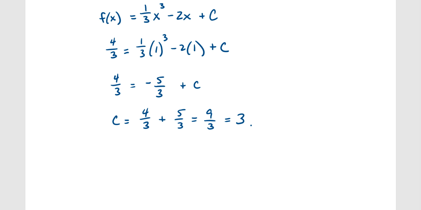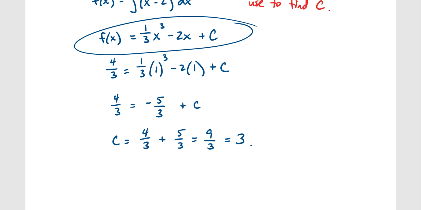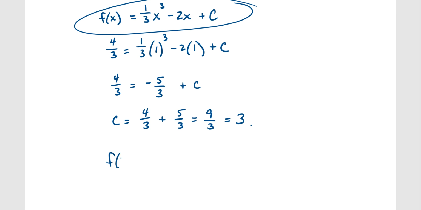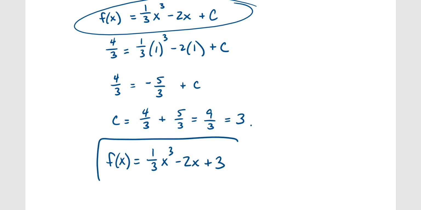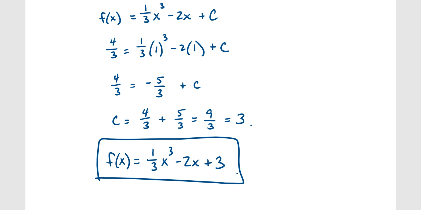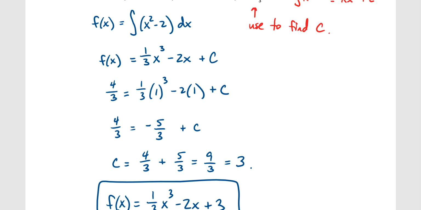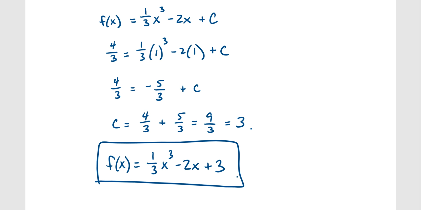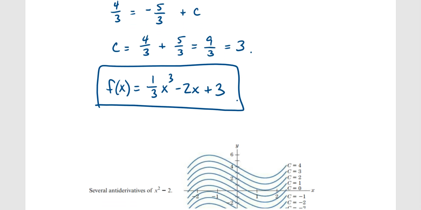So for the final answer now, we have to go back up here and plug a 3 in. So that's going to be f of x equals 1/3 x cubed minus 2x plus 3. So what we just did is we found the function f of x such that the derivative is x squared minus 2 and f of 1 is 4/3. And you can check that by finding the derivative.